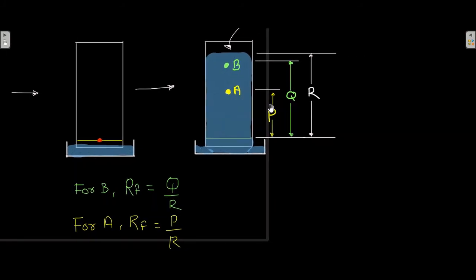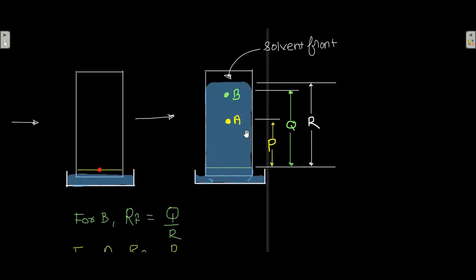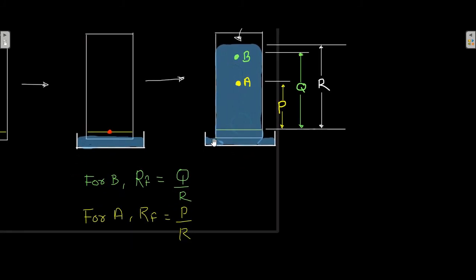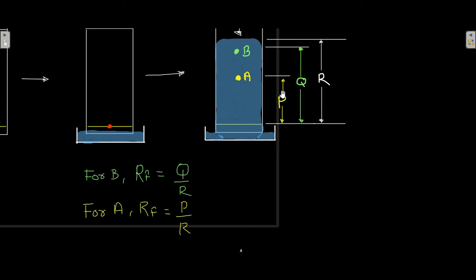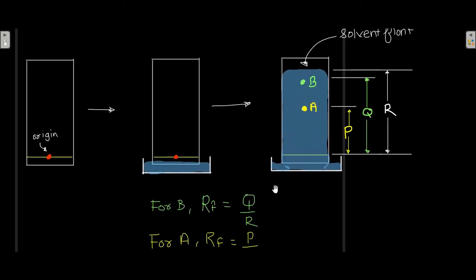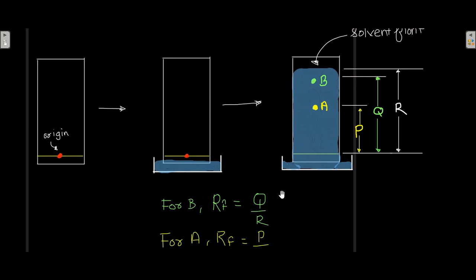Now this P value represents the distance traveled by substance A, this Q value represents the distance traveled by substance B, and the R value represents the distance traveled by the solvent front. So the RF value for B is equal to Q by R, and for A the RF value is P by R. This is how you can draw this diagram when paper chromatography is asked.